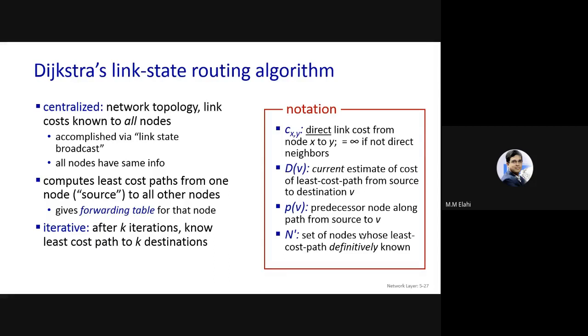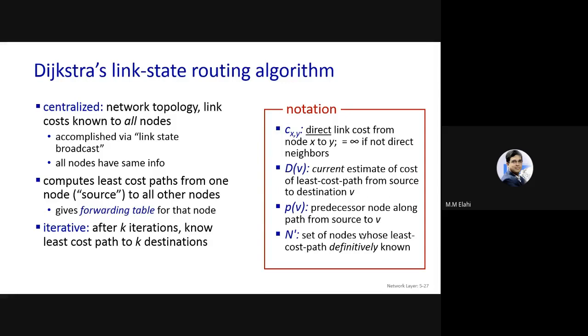Okay, so some notations. C, as we said in the last class, C(X,Y) means direct cost. That is, if there is a connection between X and Y, then there is a direct cost. Otherwise, direct cost will be infinite. Then capital D means estimated cost. This is the cost of a path. So if there are 3 or 4 links, then all the costs of the links will be summed up to get the estimated cost.